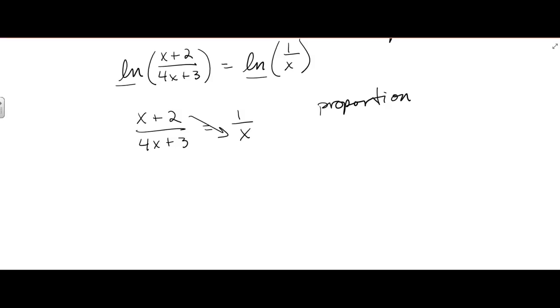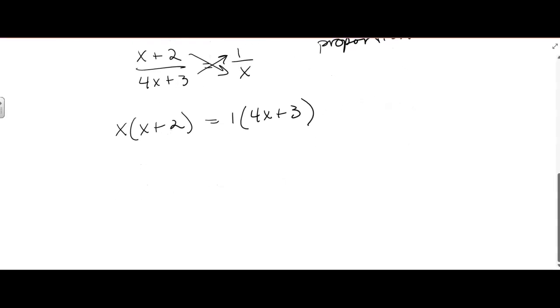Okay, so (x plus 2) times x, or x times (x plus 2). Doesn't really matter which way you write it. And then (4x plus 3) times 1. Okay, so then I want to distribute. x squared plus 2x equals 4x plus 3. Okay, this is a quadratic equation.